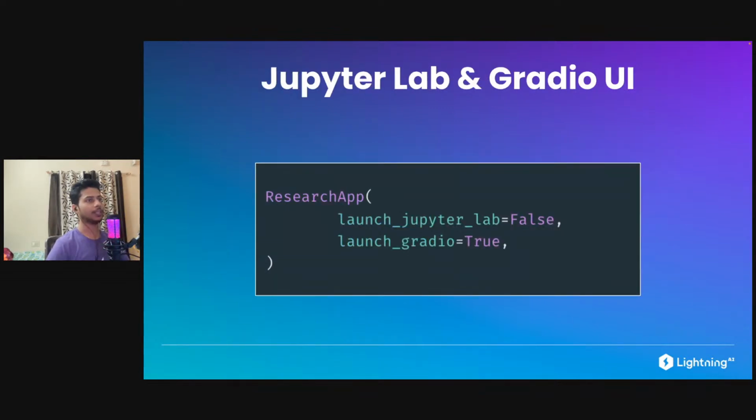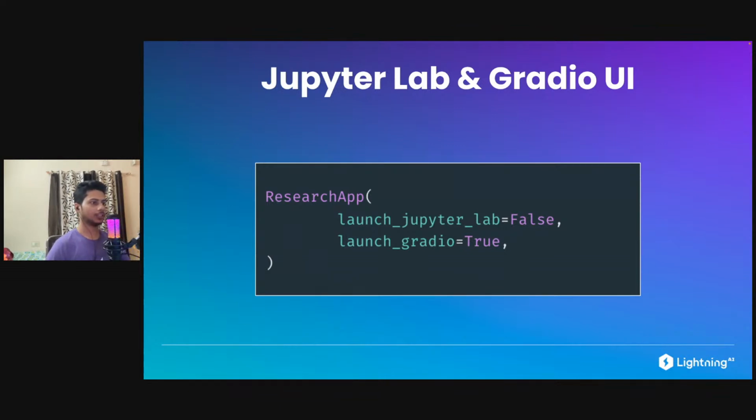Next is Jupyter Lab and Gradio UI. So you want to give a model demo so that your users can play with your model. All you need to do is implement a Gradio component which is inside your template and set this flag launch Gradio to true. It will automatically add a tab for model demo.